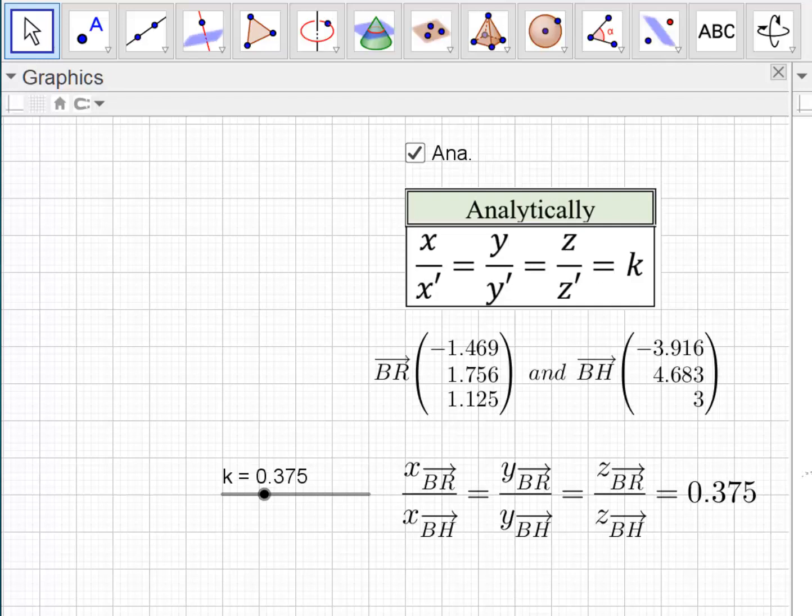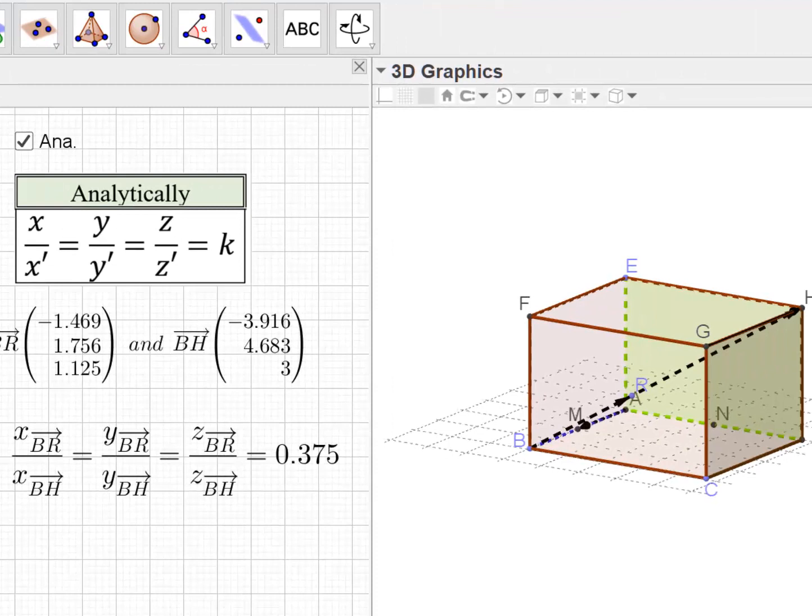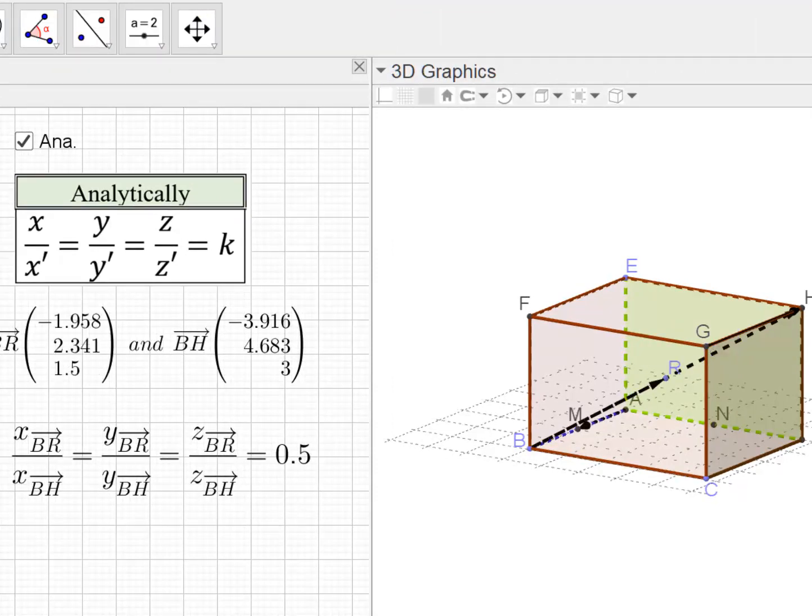Okay, let's find the coordinates of BR and BH. In fact, we will see how to find the coordinates of a vector in space later on. But first, let's take for granted that they are as given by the software. If you notice, the ratio of the abscissas of vectors BR and BH, the ordinates, and the Z are always equal to a constant. Notice as I move point R, the ratio stays the same.